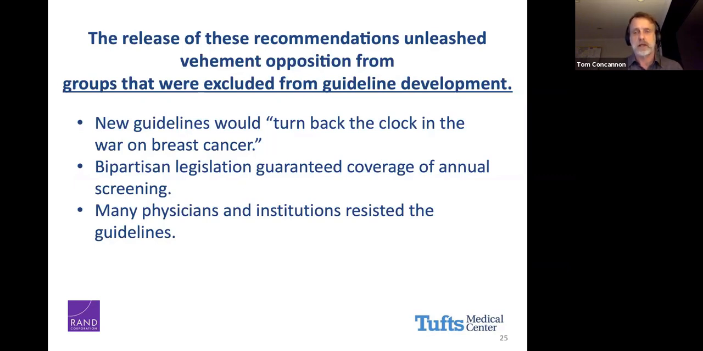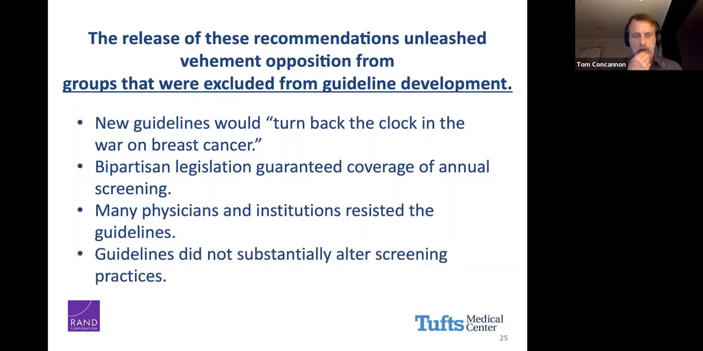So what a waste of money. This huge investment in systematic review and major US attempt to change the way that mammography is delivered, that work did not substantially alter screening practices.